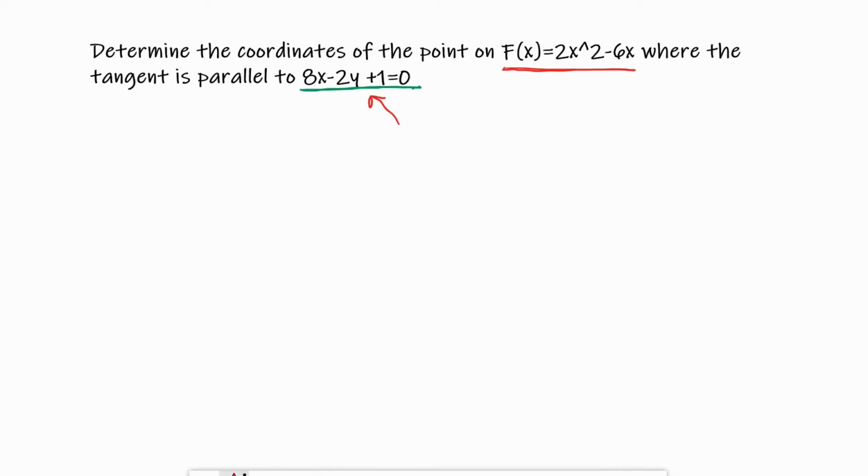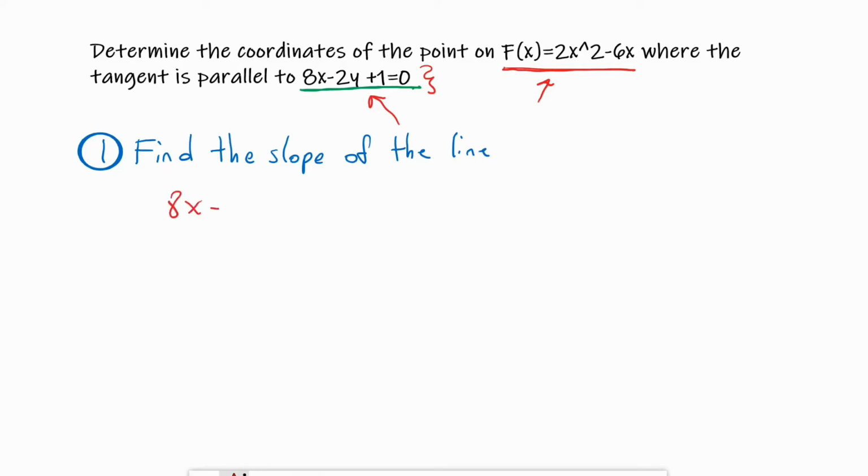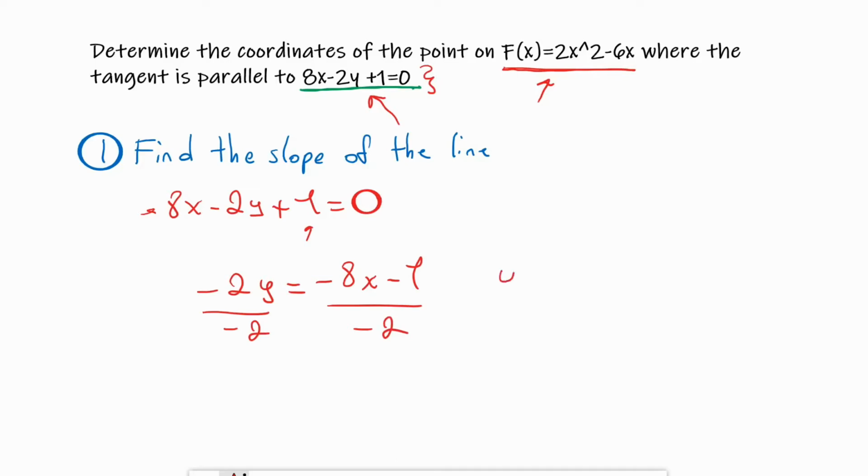Now, if it says the tangents are parallel, it basically means they have the same slope. So first thing first, we can identify what the slope of the line is. In order to find the slope of the line, I'm going to solve for y. Since this line equals 0, I'm going to put both 8x and 1 to the other side. So I'll end up with -2y = -8x - 1. Now I'm going to divide everything by -2, so I'll end up with y = 4x + 1/2.